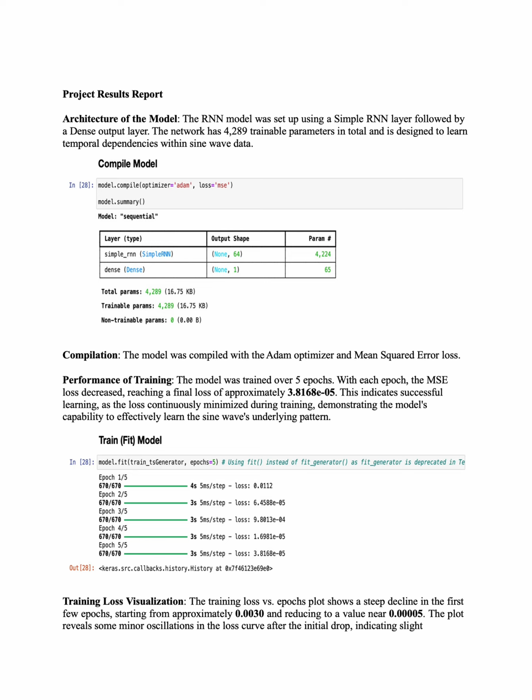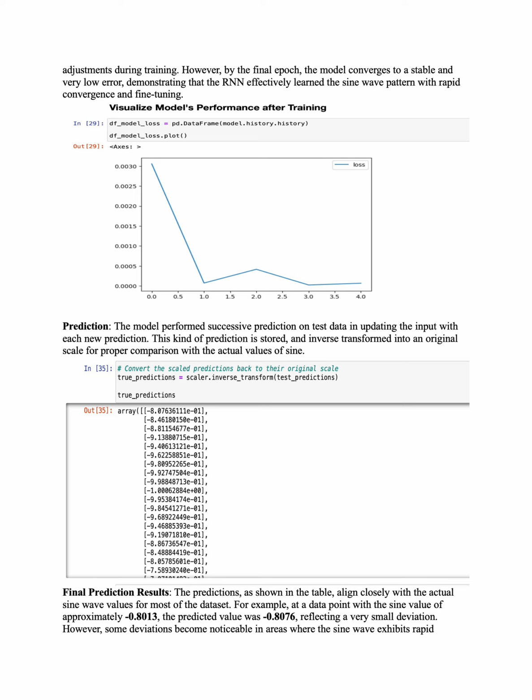Starting from 0.032, it has been reduced to 0.00005. So this is the plot. There is a gradual decrease in it. The prediction values are also calculated by writing Python code in the Jupyter notebook. The code used for two predictions is this, and the final prediction result is also shown here.